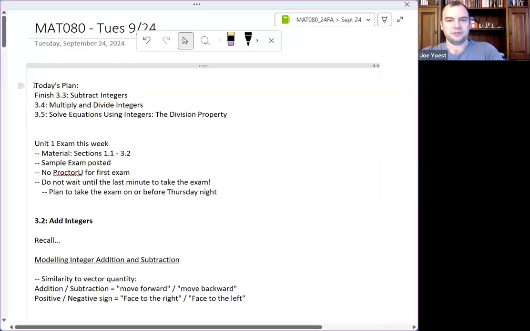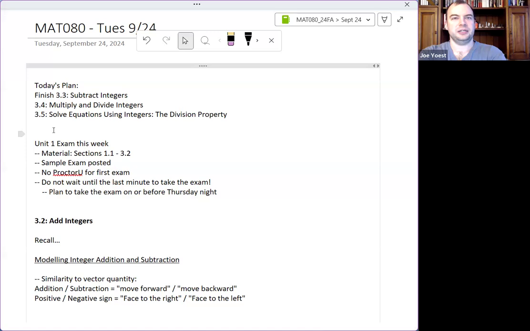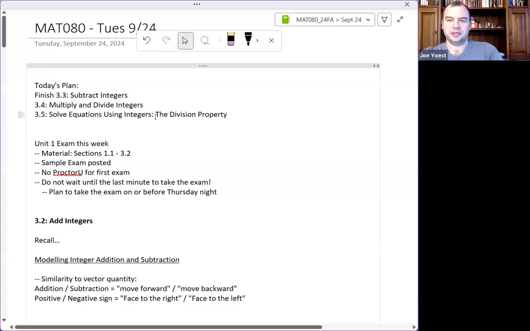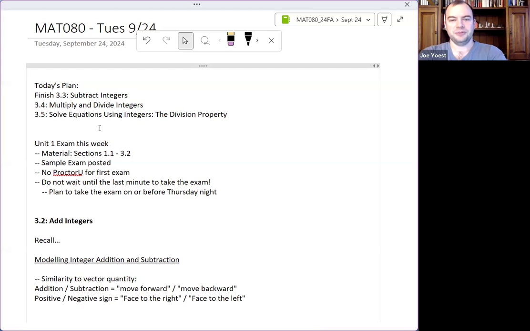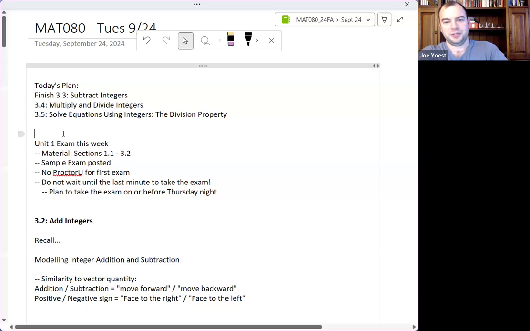All right, so the plan for today is to finish up one last little problem in section 3.3, subtracting integers, and then start working our way through 3.4 and 3.5, multiplying and dividing integers, and solving equations using integers, particularly looking at the division property. We talked about solving equations using the addition subtraction property previously, and now we're looking at a new property to help us solve some different types of equations.